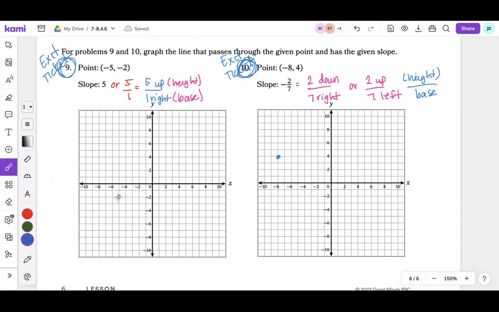So we're starting from this point. We go 1, 2, 3, 4, 5, and to the right 1. So that gets us a point here. And keeping in mind that we could always do the opposite as well. So we can do up and to the right, or we can go down and to the left. 1, 2, 3, 4, 5, and then 1.